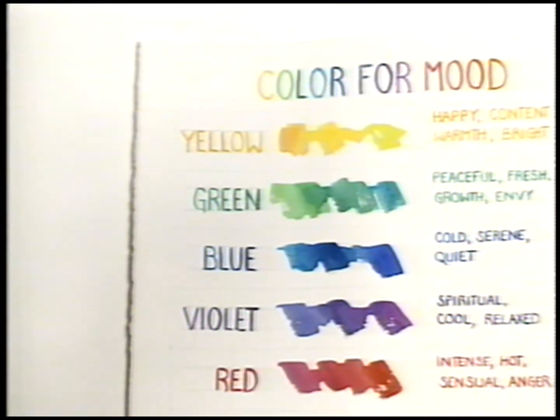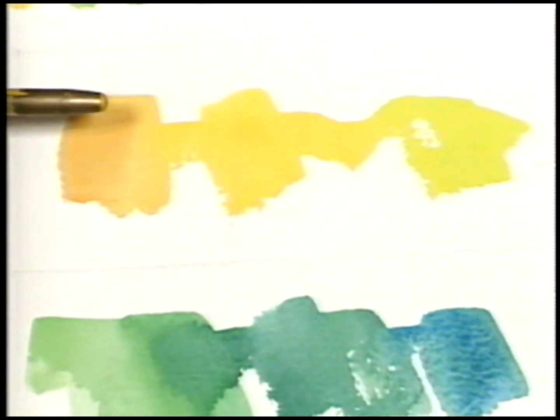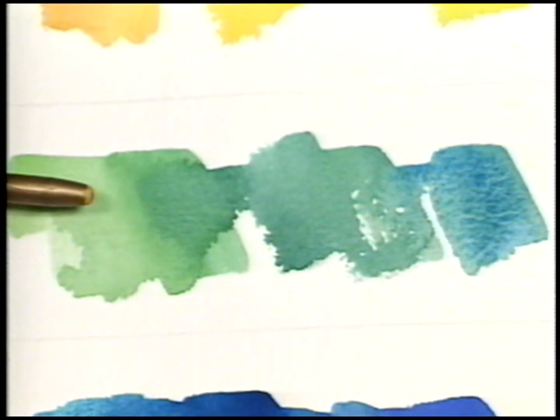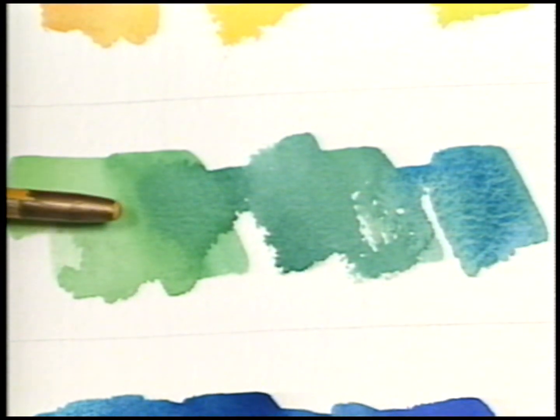It's also important to understand that each color creates a mood. As artists, we can take advantage of this and give a feeling of expression that's going to best say what we want to say. Let's take a look at the chart and see what emotions each color has. Yellow, from warm to cool yellow, can create a happy, content, a feeling of warmth, or bright quality. Green can give a feeling of peacefulness, fresh, growth, or if semi-neutral, it can be a feeling of envy.